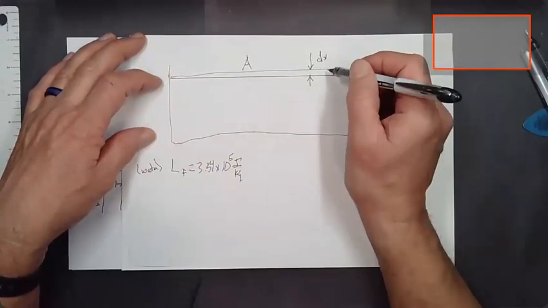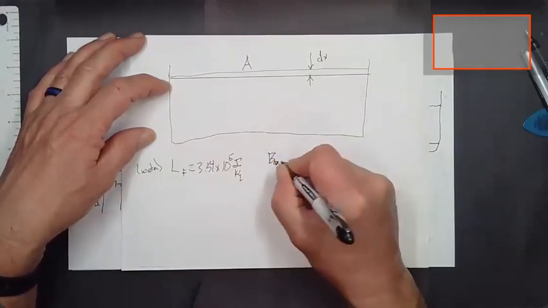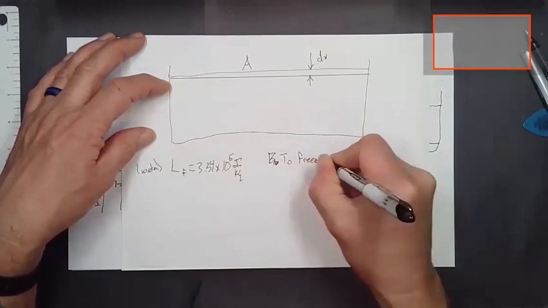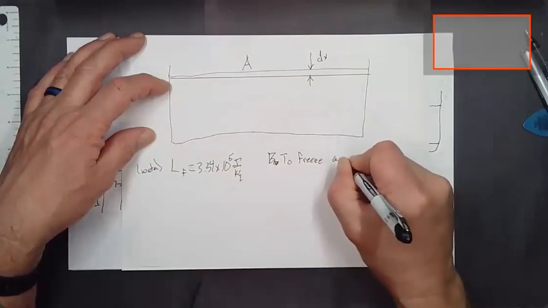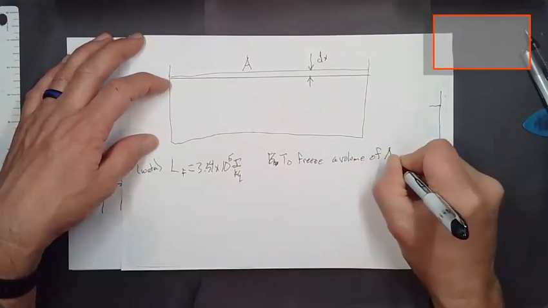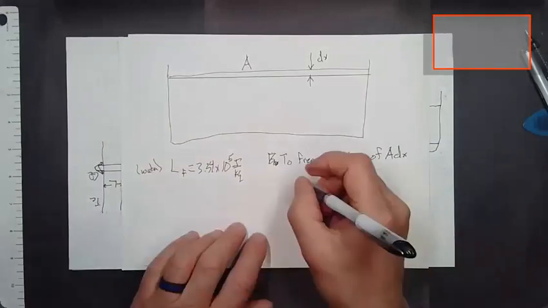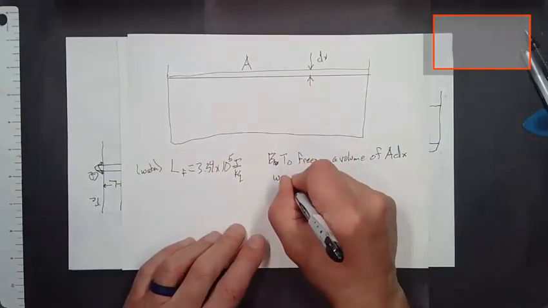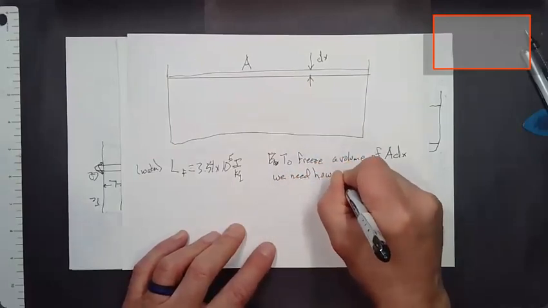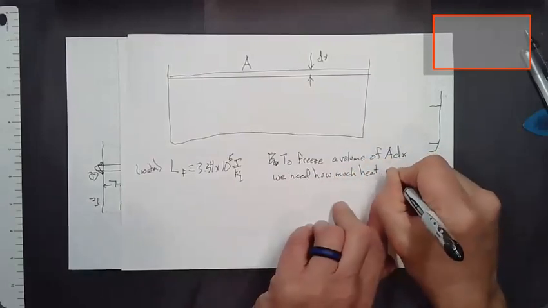So we need to think about, if we're, let's see, whoops, tried to combine two words. So to freeze a volume of A dx, okay, we need how much heat? Heat removed.